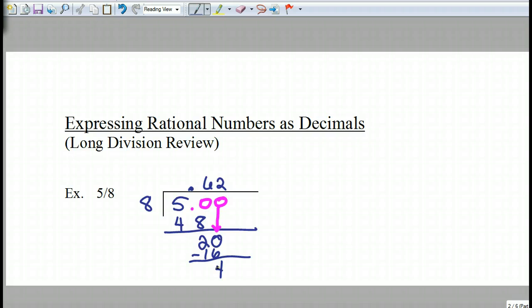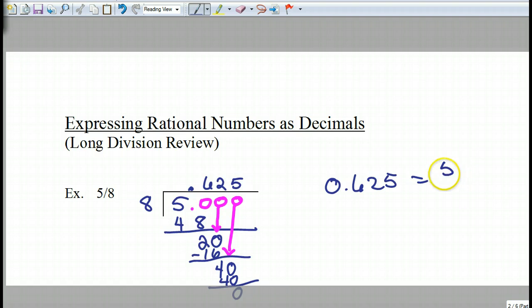Not done yet. Add another 0. Here we go. Bring it down. Eight goes into 40. How many times? 5. So 40 minus 40 is 0. We're done. Okay? So the answer in this is 0.625. So that's the same as 5/8 in decimal form. Until you terminate.